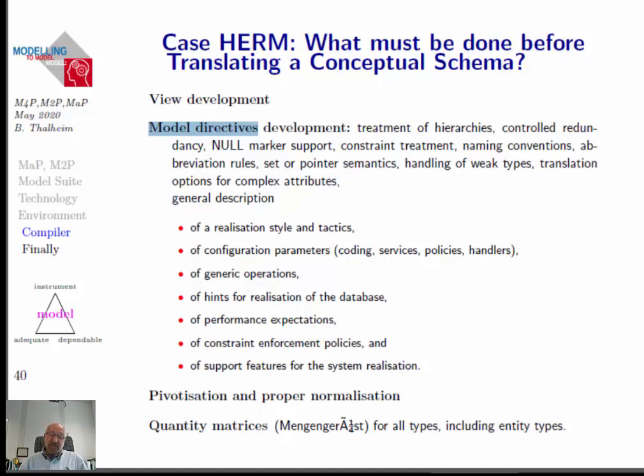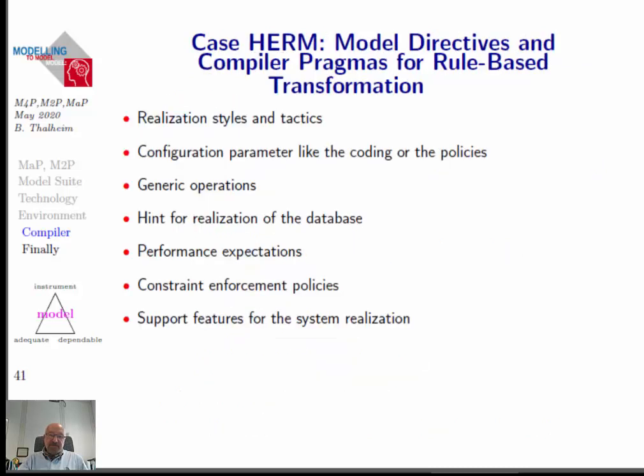I add some kind of constraint enforcement policies. I add also supporting features for system realization. And maybe since the structure I have been developing is not the structure that is most effectively supported in a database management system, I add something for normalization and pivotization. And finally, I might add something like a quantity matrix or Mengengerüst for all types, including entity types.